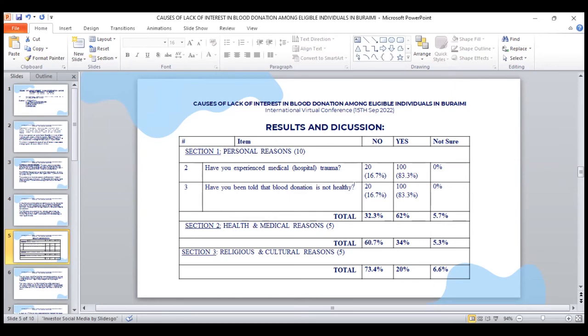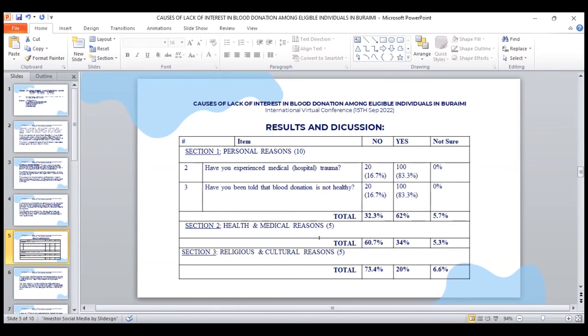As we can see, no means personal reason is not a hindrance to donate blood, because the total of the 10 items is 62%. Which 62% means, yes, I don't have any issue. They don't have any issue with personal reasons.